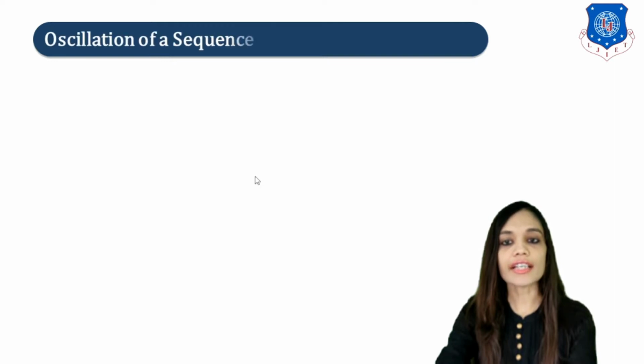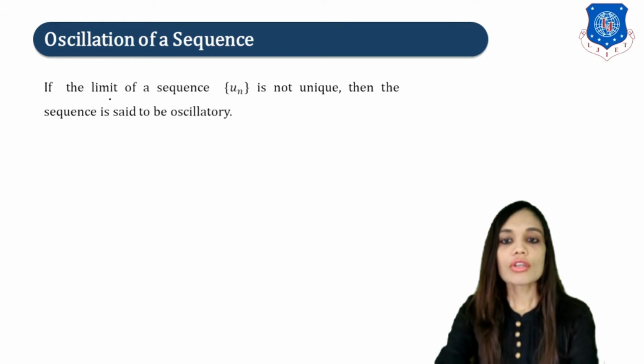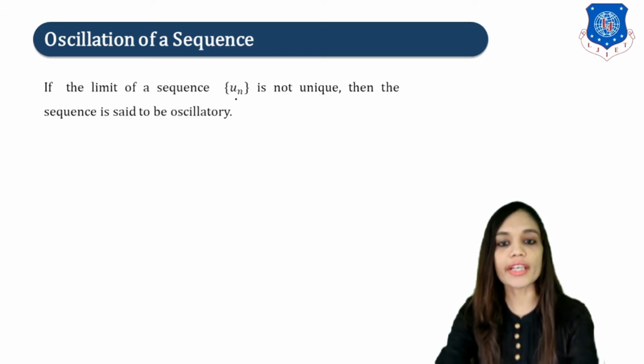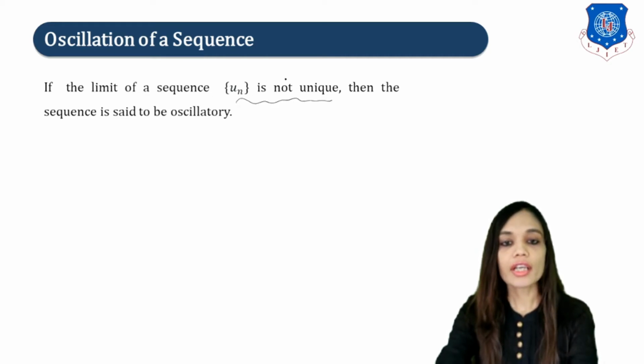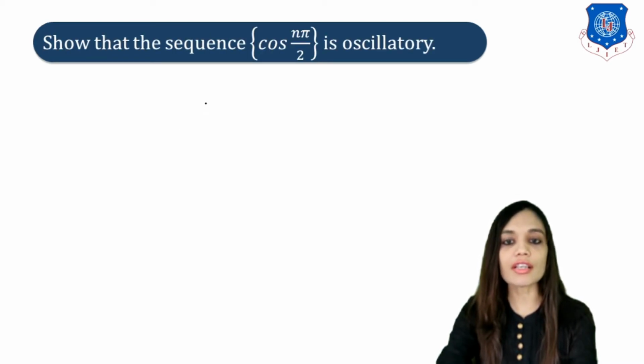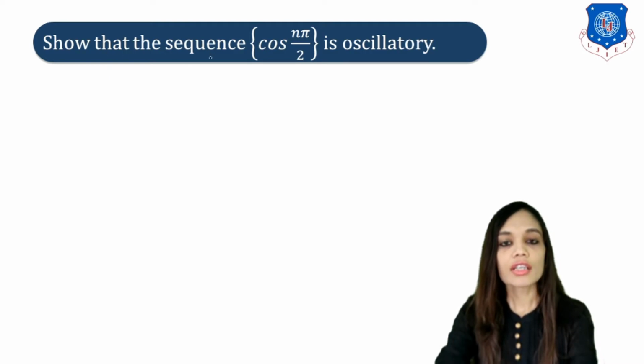Okay. Next, let us study the definition of oscillation of a sequence. So if the limit of a sequence u_n is not unique, that is, if limit n tends to infinity u_n has more than one answer, then we can say that the given sequence is oscillatory. So let us study one example of an oscillatory sequence. We have to show that the sequence cos(n pi/2) is oscillatory. So let us start the solution. Here u_n is equal to cos(n pi/2).